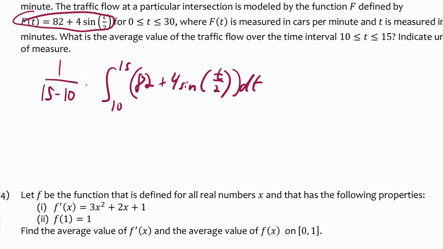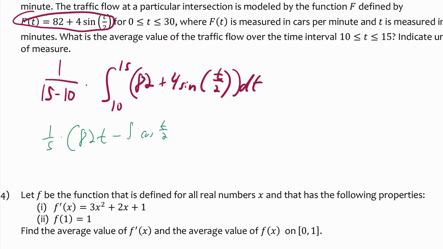So that's the setup. A lot of times you're going to see these as calculator questions, and you'll be able to quickly plug them in. We're going to go ahead and do this by hand. 1/5 times the integral of 82 would just be 82t, plus the integral of sine is negative cosine, so I'd end up with minus 4 times the cosine of t over 2. And by chain rule, if I was taking a derivative, I'd multiply by 1/2. So this is going to be dividing by 1/2.